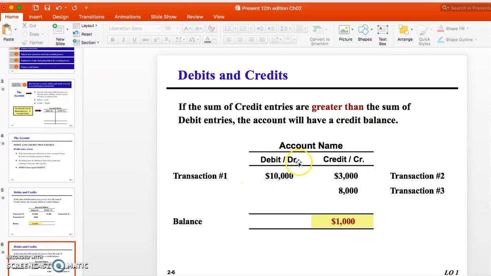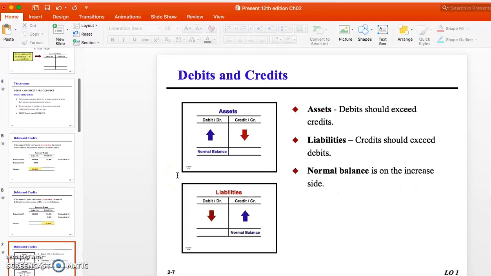In this case, if this was my cash account, I'd have more credits than debits. So my balance would be negative 1,000. I would have an overdraft at the bank in this case. But if this was a different account, it might mean different things based on where it is in the equation.